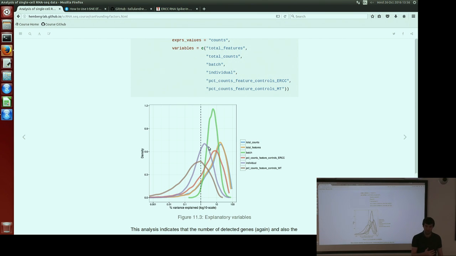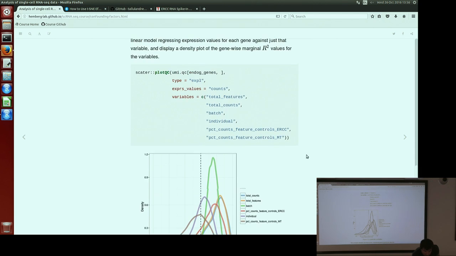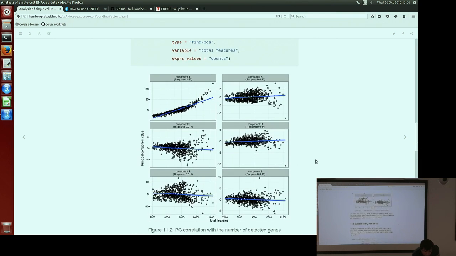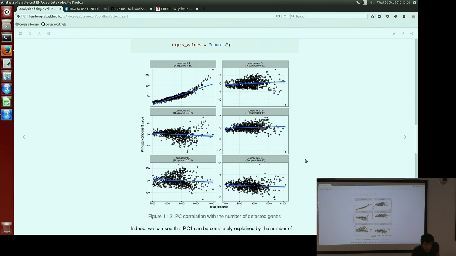So this can be useful for getting a first look at particularly explanatory variables that might be worth a deeper look because they seem to be a substantial source of variability in the data set. So we might even run this sort of plot first and then say, okay, if we look at total counts, total features, and batch, then go back to a plot like this and ask, if we use them as the explanatory variables, what principal components are those variables correlated with, and what proportion of the variability do they explain?